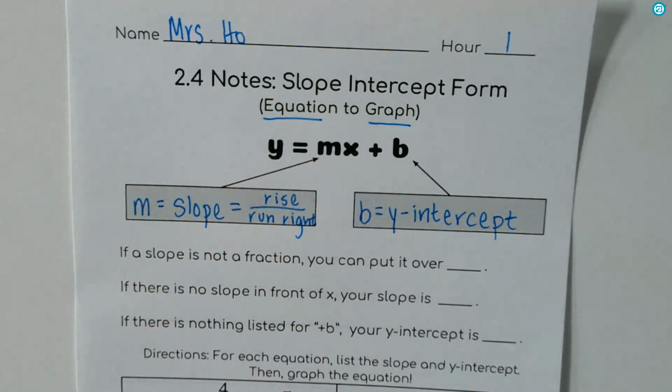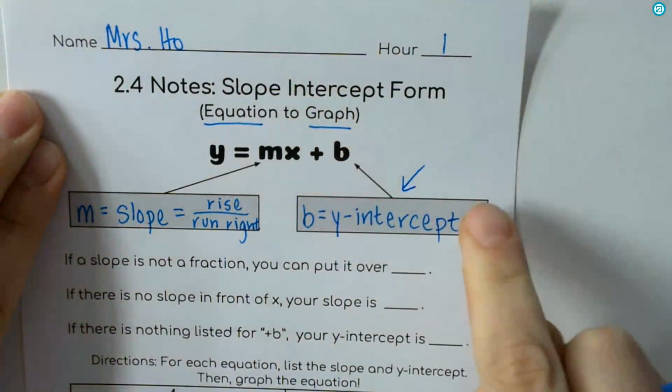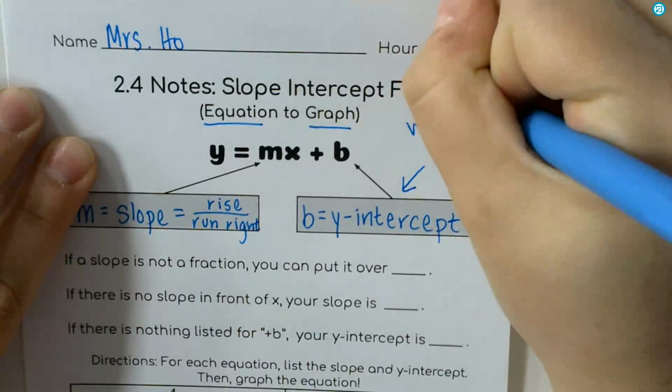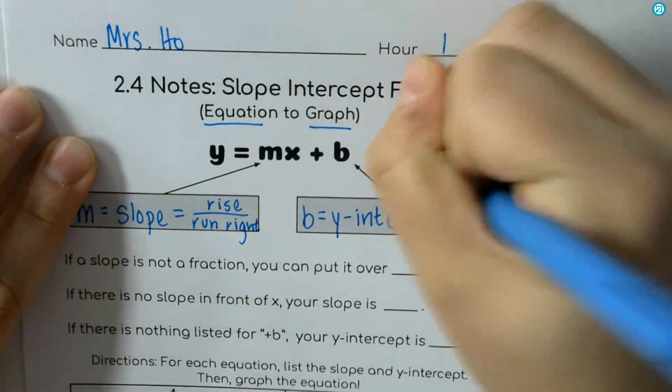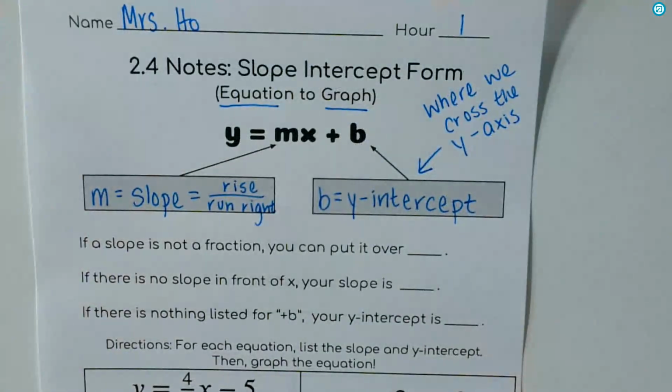So intercept, intersect, very similar words. I assume they have the same root word. It is where we are going to cross. So put a little note here. There's not space in the box, so I'm just going to put it over here. Where we cross the y-axis. So it's where we cross the y-axis in the math sense of the word.